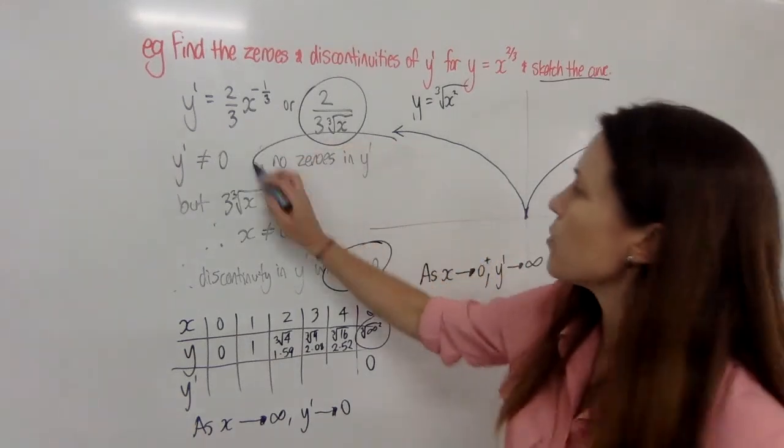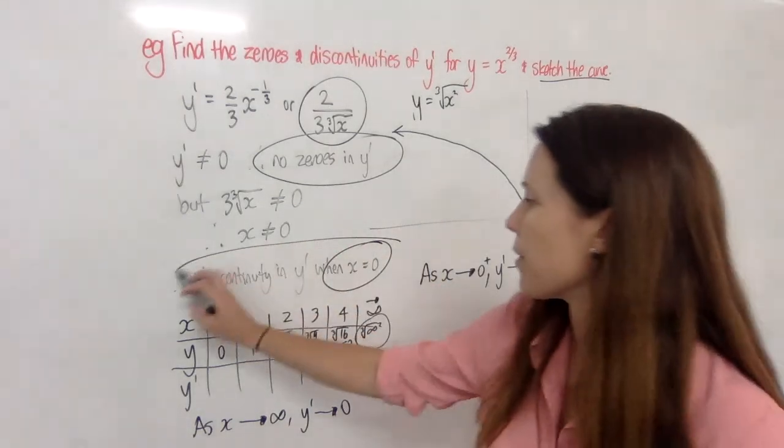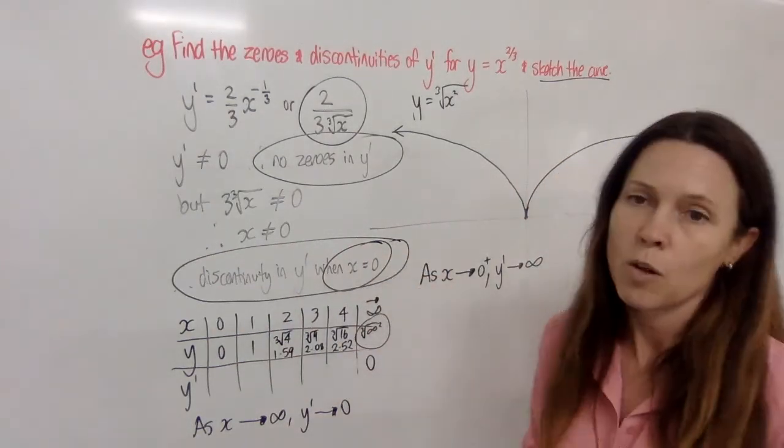And we've sketched our curve. We've found that there are no zeros in y dash, and we found that there was a discontinuity in y dash when x equals 0.